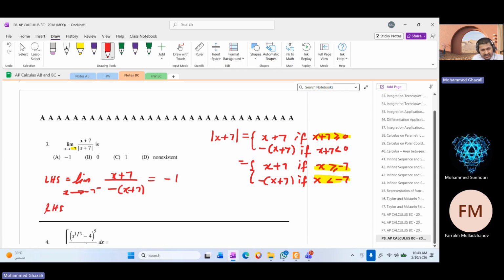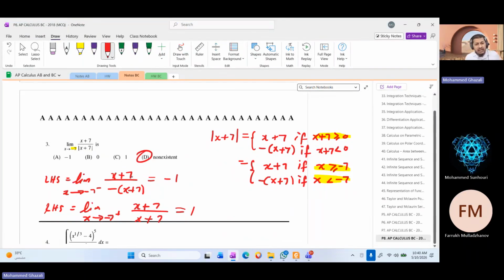And if you take the right hand limit as x approaches -7 from the right, you take the top function, which is x plus 7, over x plus 7. Those two cancel out and you get 1. So -1 is not equal to 1, so the limit does not exist.